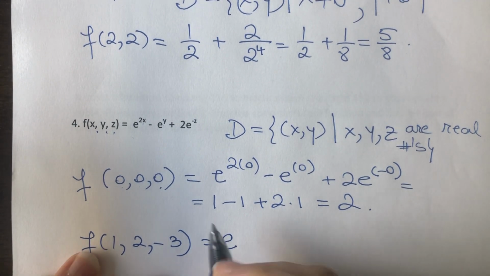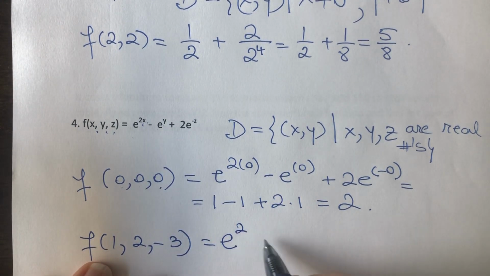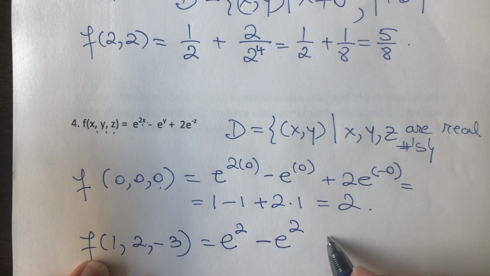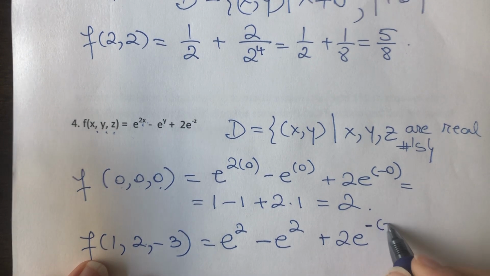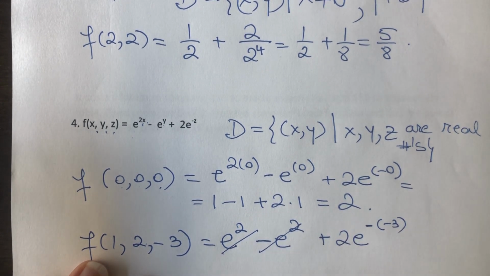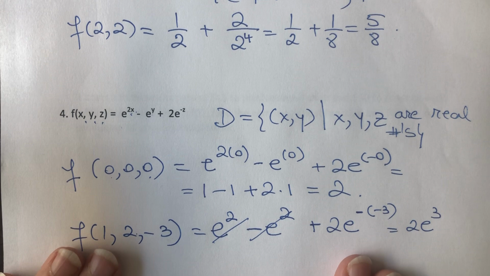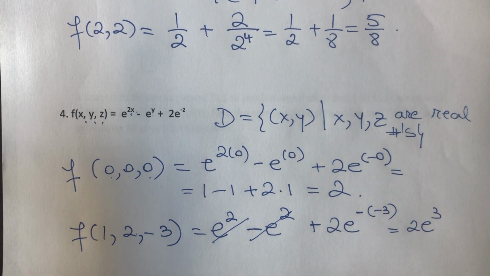So that's an e to the 2 times 1 is 2, minus an e to the 2. Oh, how convenient. These are going to go away. Plus 2e to the negative 3. So good enough, these are going away. That's a 2e to the 3rd, which, by the way, you can leave just like that. You don't need to put it in your calculator and come up with an answer.